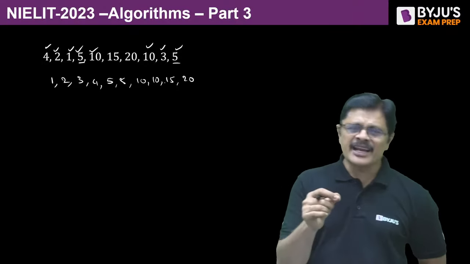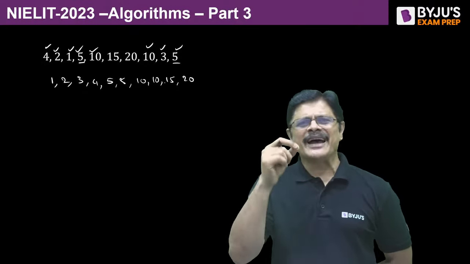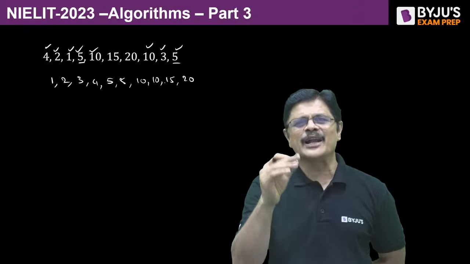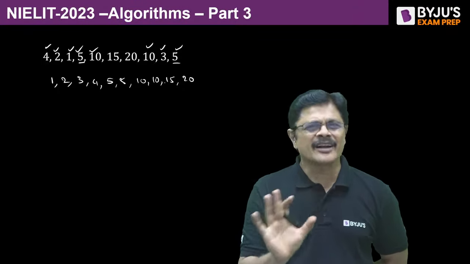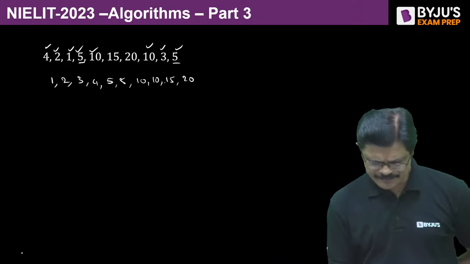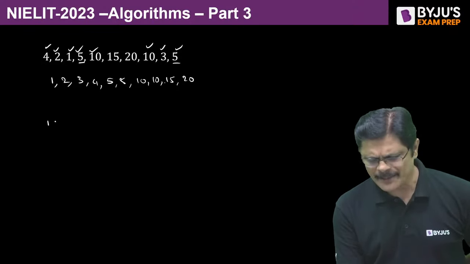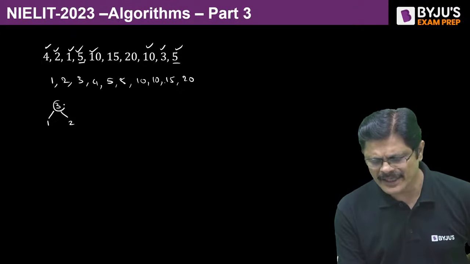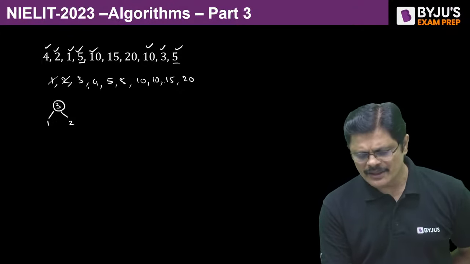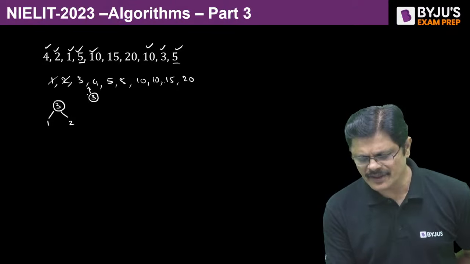Even if it is a tree, we consider the key value at the root node as the key value of that particular tree. That's it. Then what you are going to do? Take 1 and 2 and merge them. 3 is the created node, these 2 are gone, and the 3 will go here.